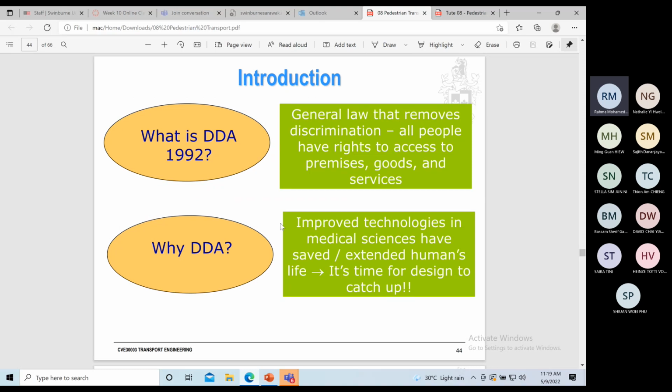So what is the DDA Act of 1992? This was the general law that removes discrimination among people with disability. So it assumes that all people have the right to access to premises, goods, and services.